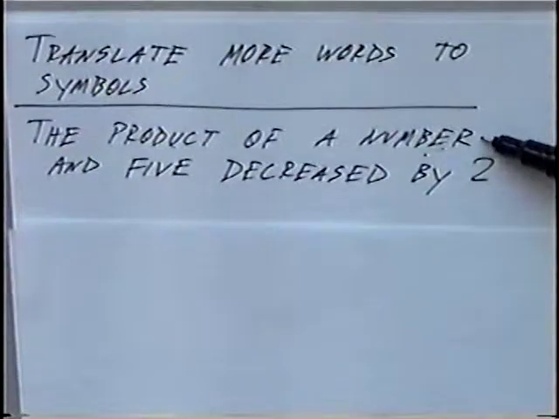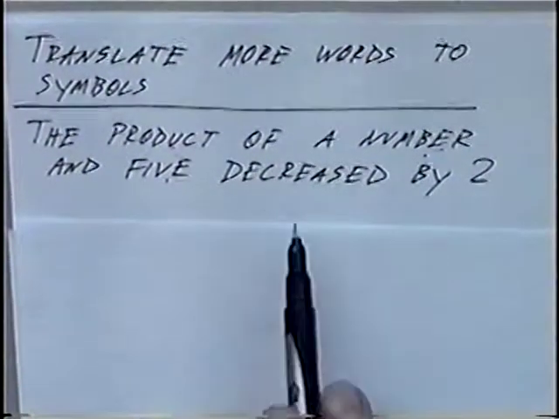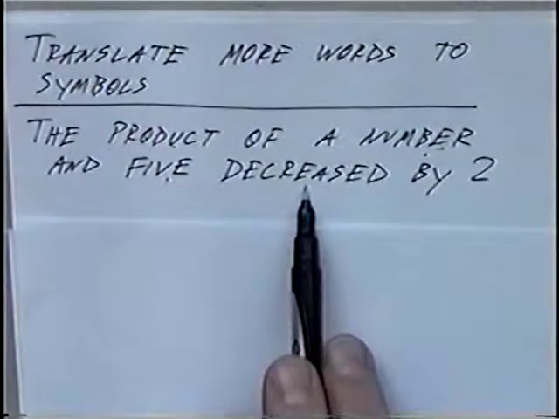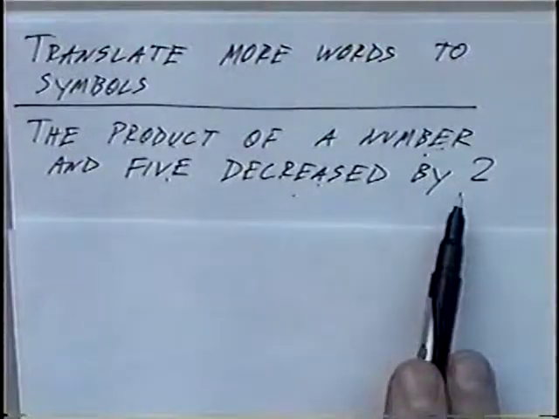the variable x. So we'll multiply x by 5. And the vocabulary word decreased means to make smaller, or in math we can subtract by 2.